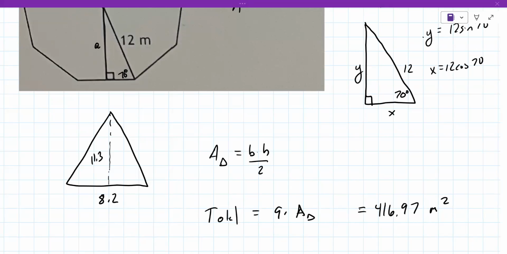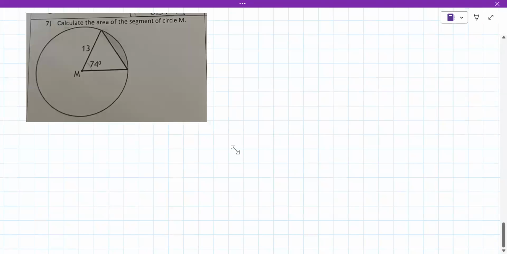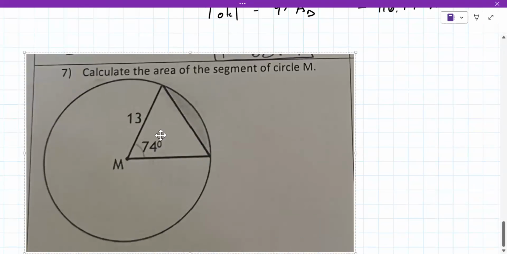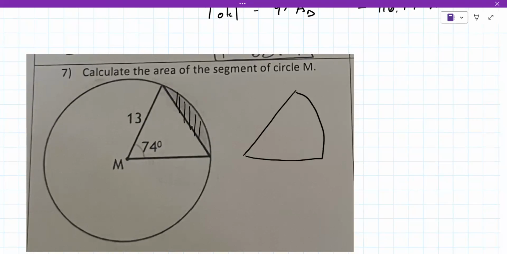All right. So the next problem here is some sort of a circle thing. It's a slice without the crust, maybe. Not quite sure. Let me take a look here. Calculate the area of the segment of circle M. Do they mean the triangle or the crust or segment? Maybe the darker part. Okay, the shaded part? That's fine. We just need to know. So to find it, it's the pizza slice minus the triangle.